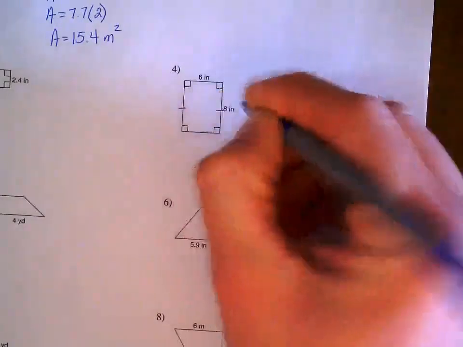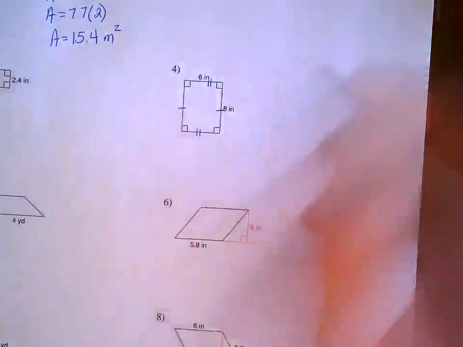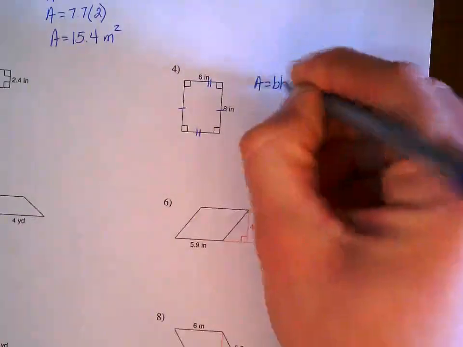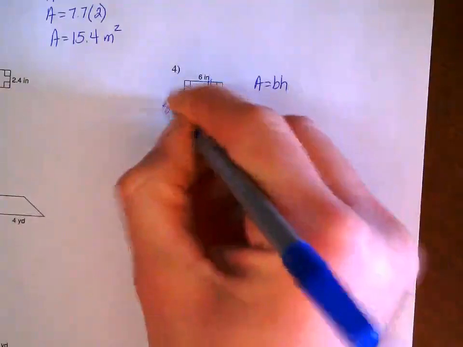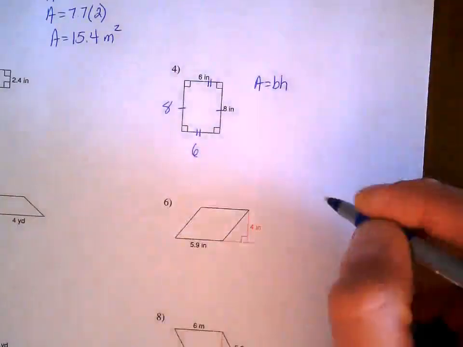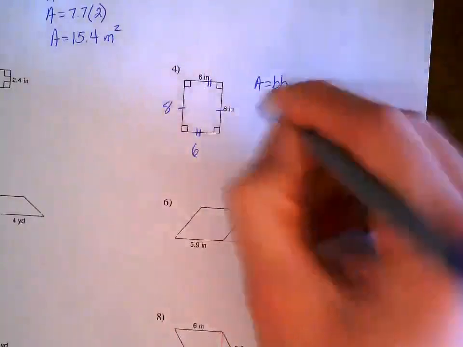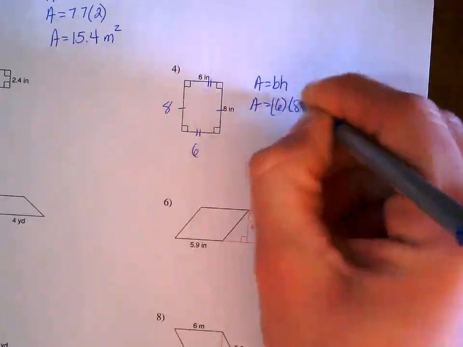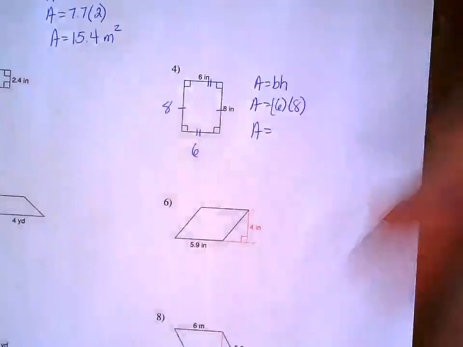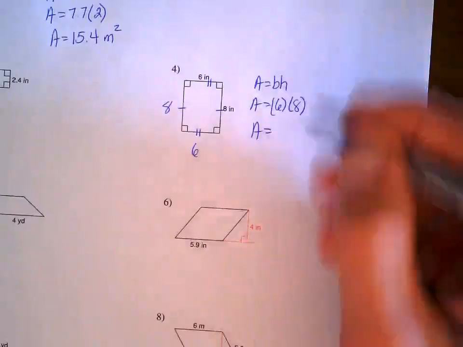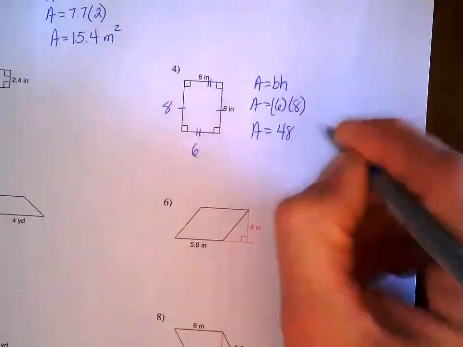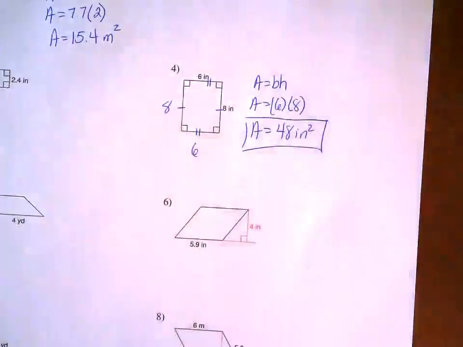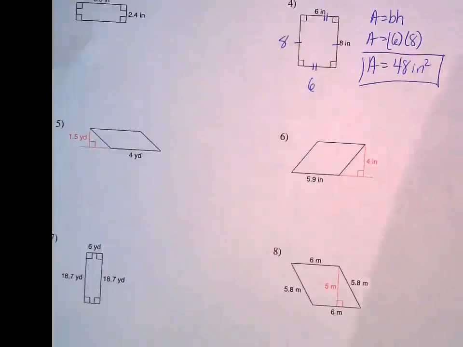I'll put these little tick marks in. That tells us that those 2 sides are equal and that those 2 sides are equal. Same difference, area equals base times height. In this situation, you also have to know this is 8 and this is 6. So we put in our information. Area equals 6 times 8, or 8 times 6. You can put it in your calculator, but I'm going to do it in my head. 6 times 8 is 48, and we have 48 inches squared. So a quick review. Nothing too hard, nothing that you haven't seen before.